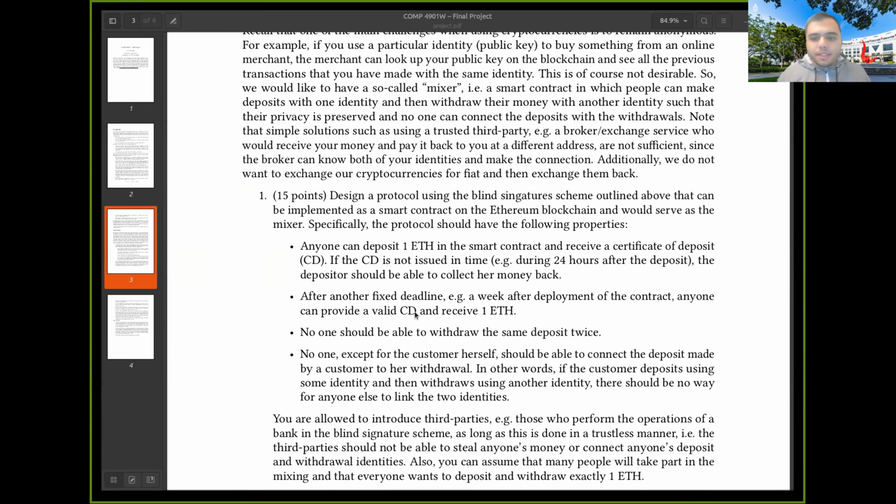So suppose that 10 other people have actually deposited money. Now, if I'm the bank, what I can do is create 10 banknotes for myself and sign them for myself, and then use this signature to take the money out from the contract and basically steal other people's money. So you have to make sure that this is not possible in your contracts.